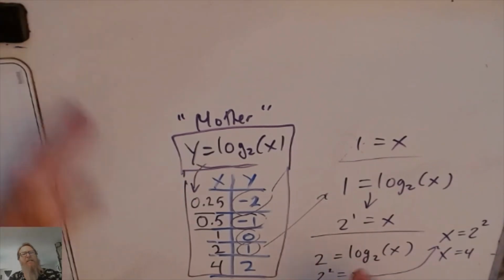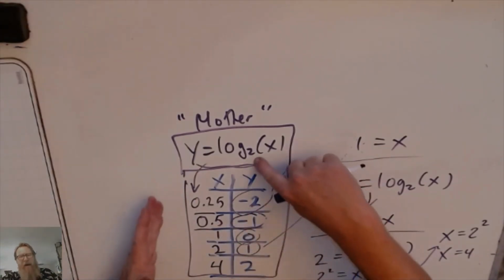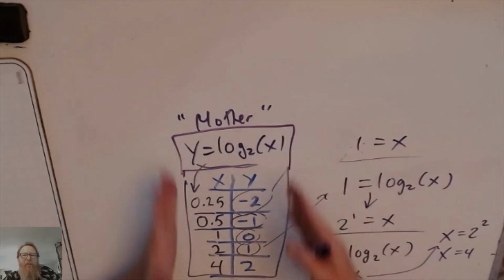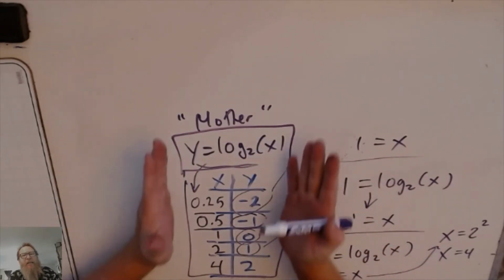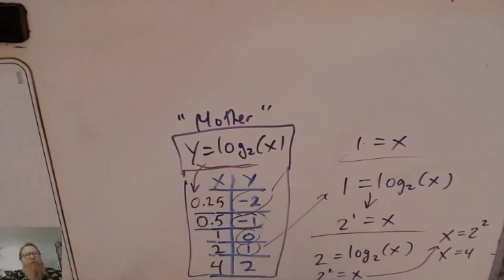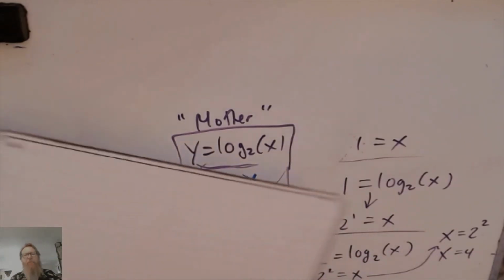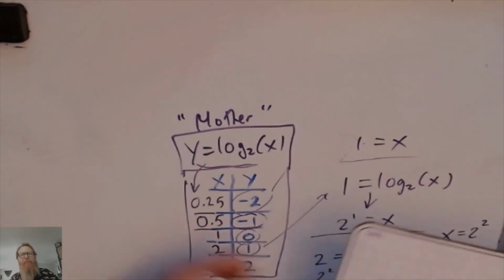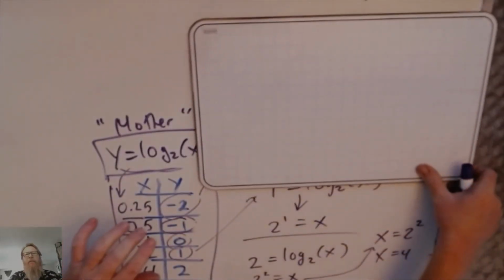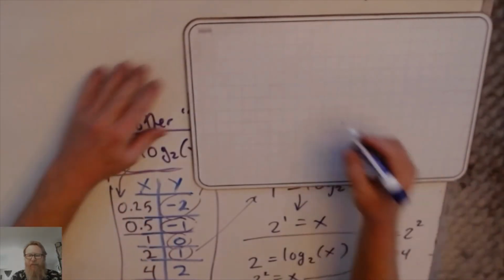What that means is any time that I want to graph a logarithm that has base 2, as long as it's base 2, this is going to be my seed. This is going to be my mother that I'm going to plant in order to grow the log function that I particularly want in that example. All right, so let's go ahead and graph this.